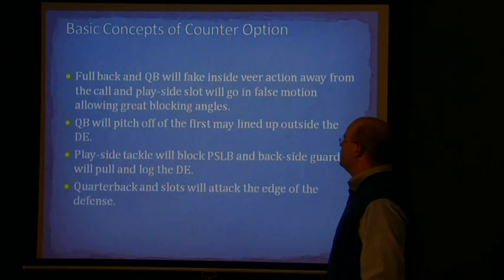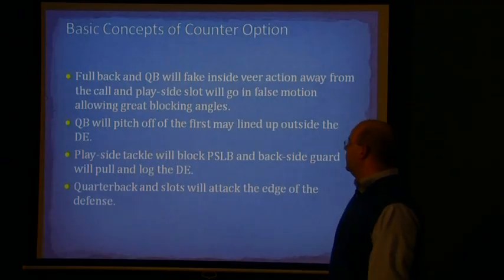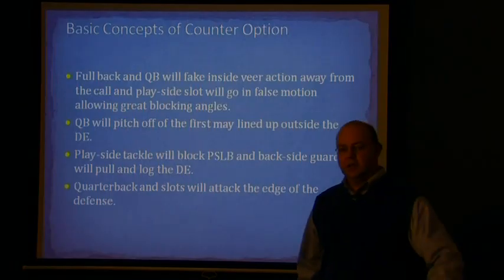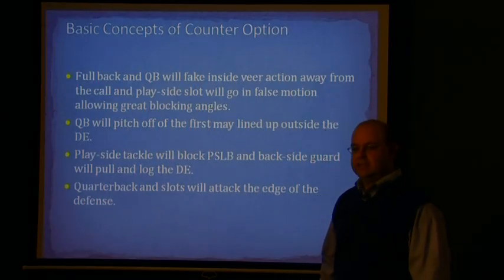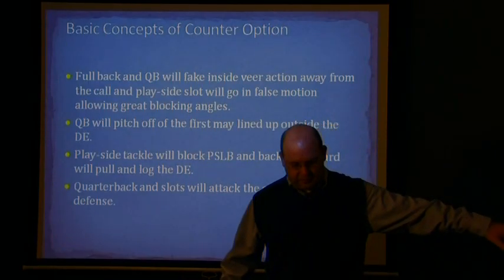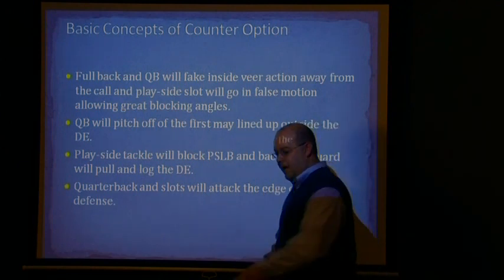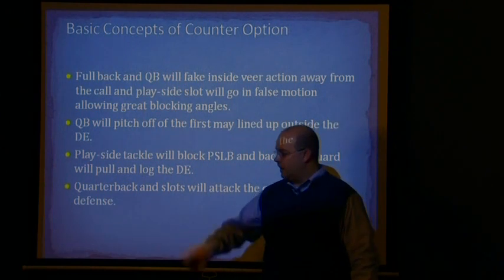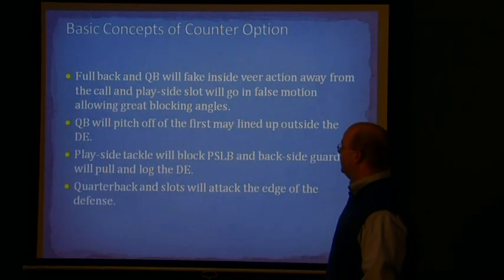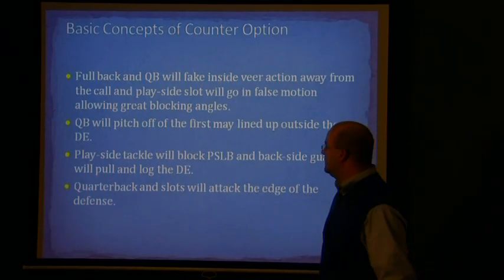The basic concept of this is the fullback and the quarterback will fake the inside veer action away from the call, and the play side slot will go in false motion, allowing great blocking angles. Okay, so we're really selling inside veer away from the call. If we're going to run the play over here, we're going to bring this slot in motion. We're going to fake it over here, and at the snap of the ball, now he's going to run back out and make the block. And our backside slot now is going to go when the ball is snapped. But it really creates a false action for the defense.